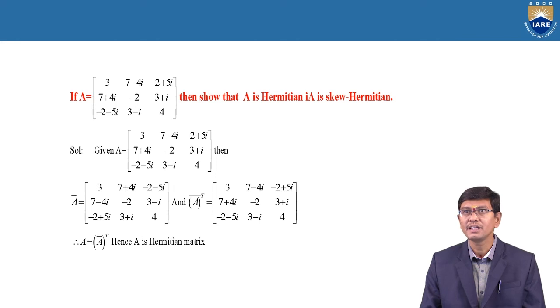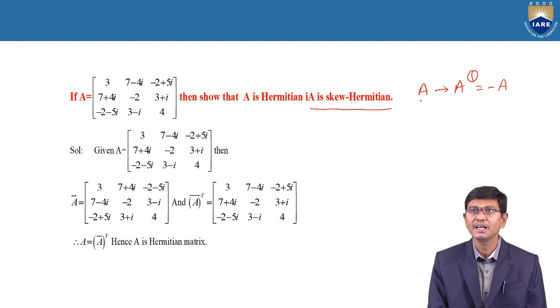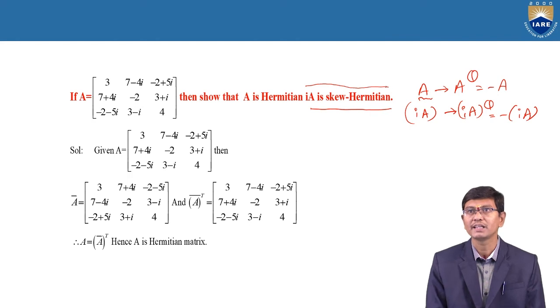And similarly, we need to verify that i into A is also a Skew Hermitian matrix. According to the definition of the Skew Hermitian matrix, if A is Skew Hermitian, A power theta is equal to minus A. But here, the problem is given that i into A is a Skew Hermitian matrix. Therefore, we need to prove that (iA) whole power theta is equal to minus of iA. We need to remember in our mind that we verify that second part, that iA is a Skew Hermitian matrix.